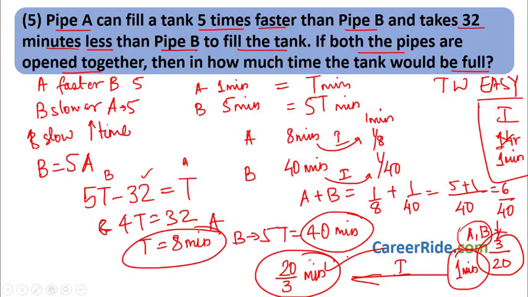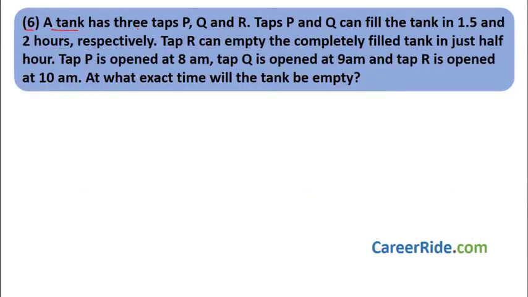Moving on to question number 6. A tank has 3 taps P, Q and R. Taps P and Q can fill the tank in 1.5 and 2 hours respectively. Tap R can empty the completely filled tank in just half hour. Tap P is opened at 8 am, tap Q is opened at 9 am and tap R is opened at 10 am. At what exact time will the tank be empty?